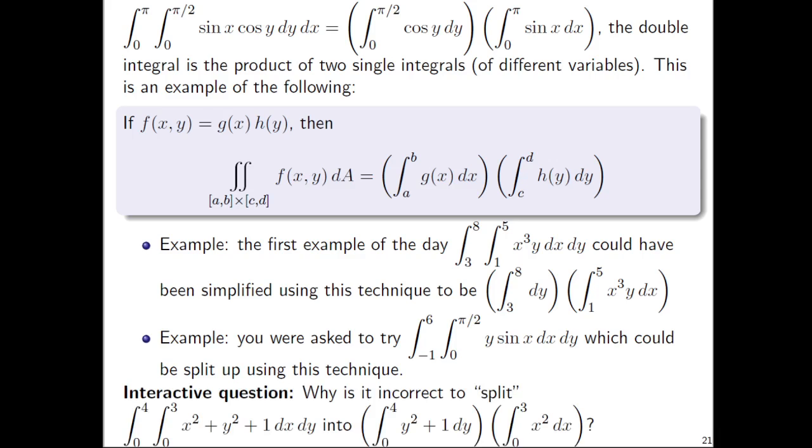Interactive question: why would it be incorrect to split here though? If you had integral 0 to 4, integral 0 to 3, x squared plus y squared plus 1 dx dy, why would it be incorrect to split this one like this?